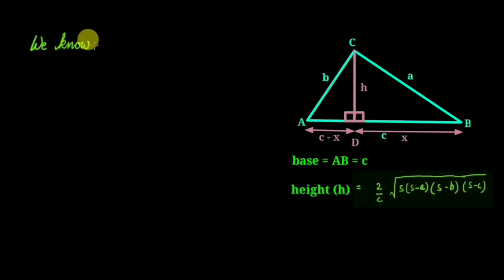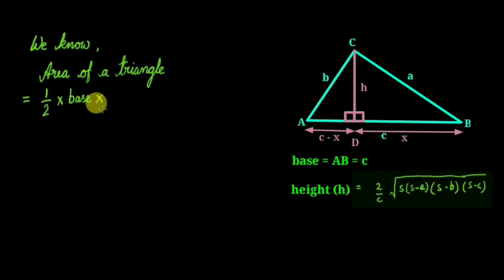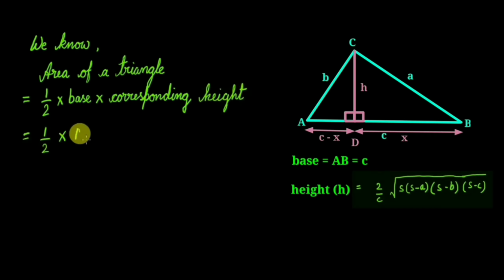We know that the area of any triangle is equal to half times the product of its base and corresponding height, where the base can be any side and the corresponding height is the perpendicular drawn to it from the opposite vertex. So in the given figure, triangle ABC, we see that if I take AB as base, the corresponding height is equal to CD. So the area of the triangle ABC can be written as half into c into h.